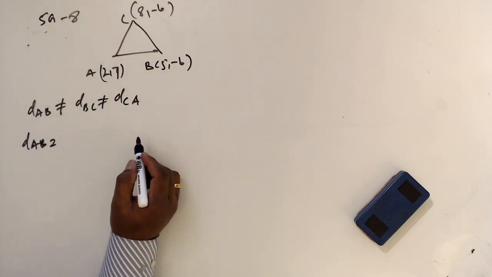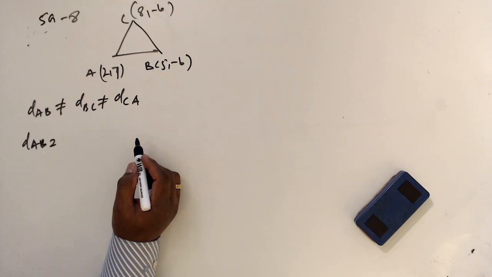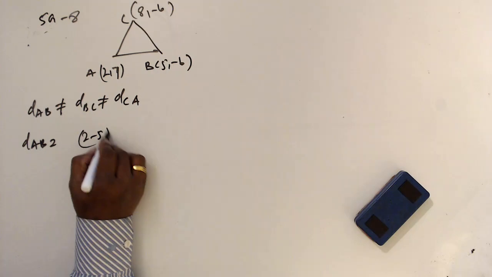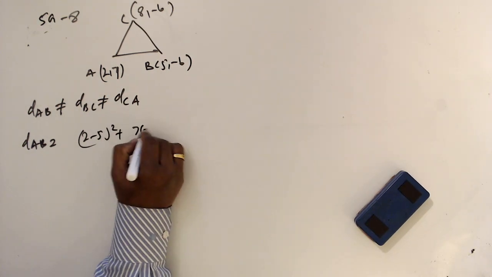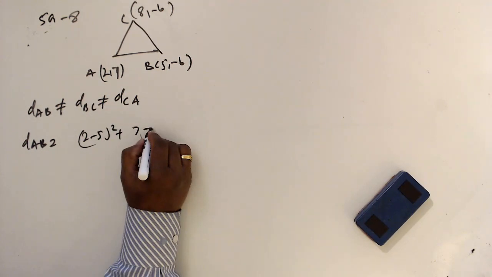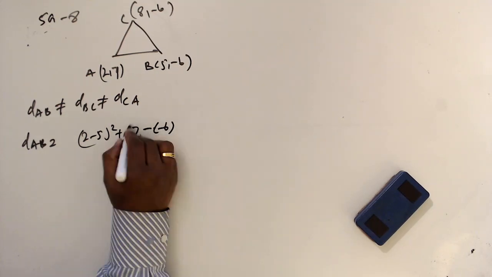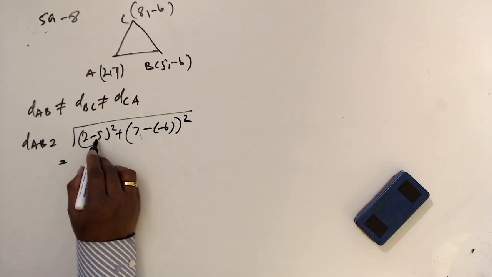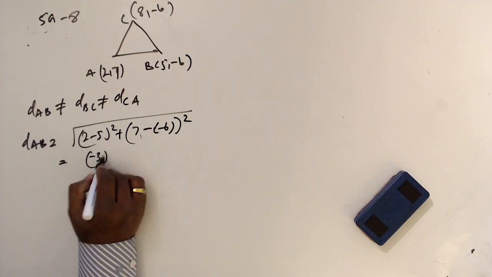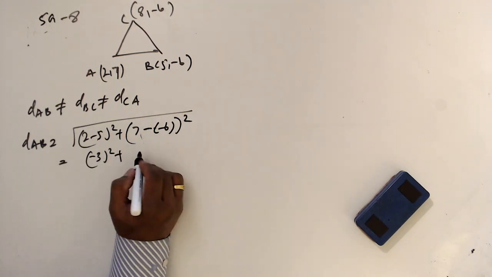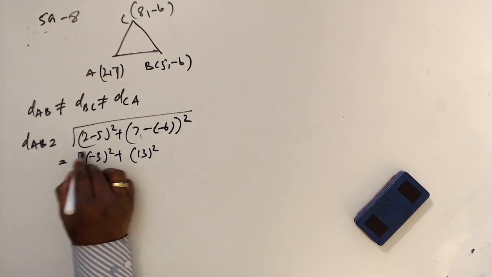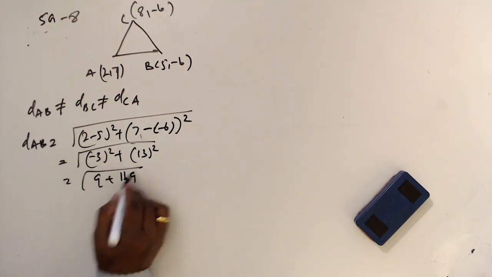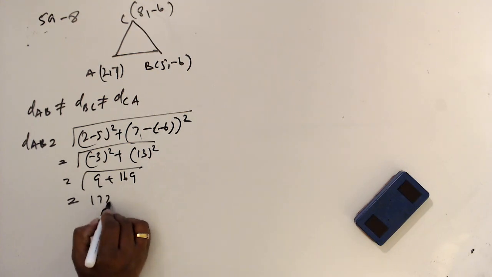2 minus 7... 2 minus 5 squared, 7 minus 6 squared. This is going to be minus 3 squared, plus 13 squared. 9 plus 169 is 178.